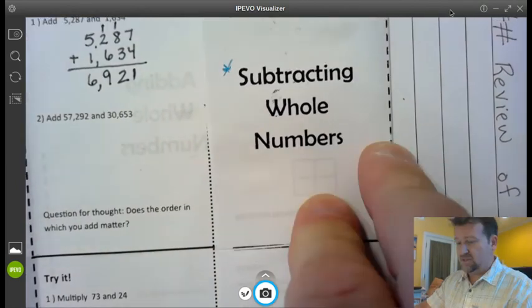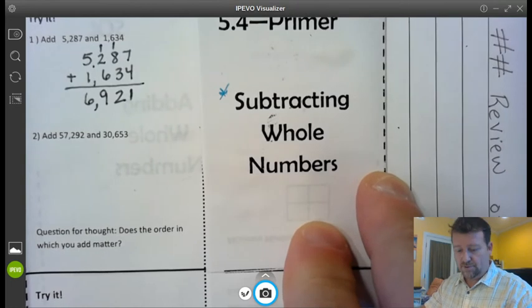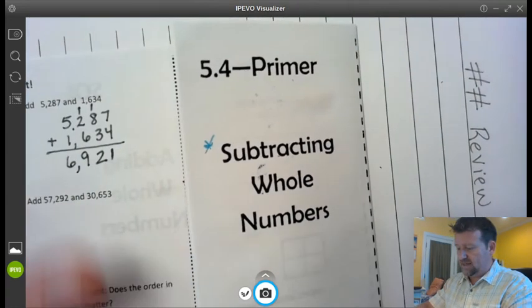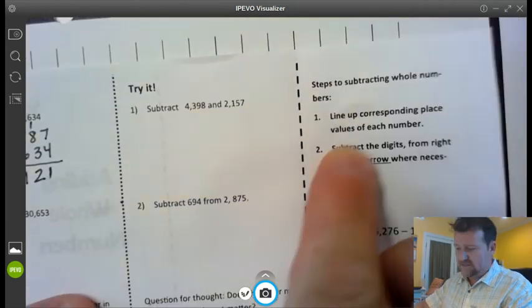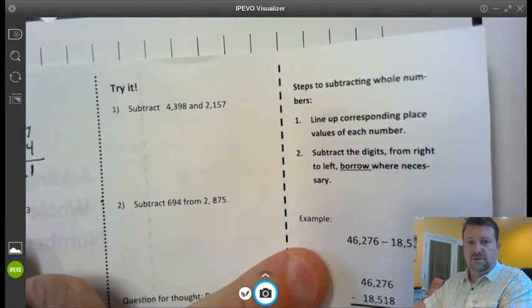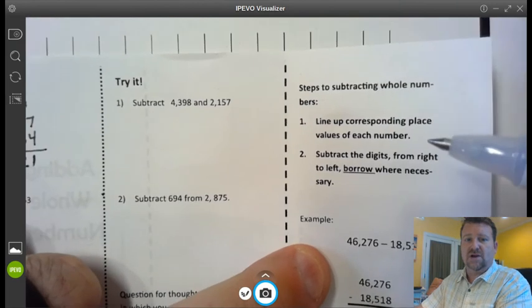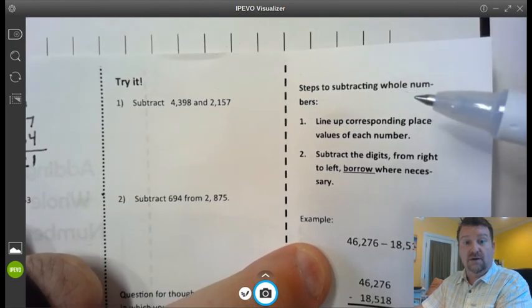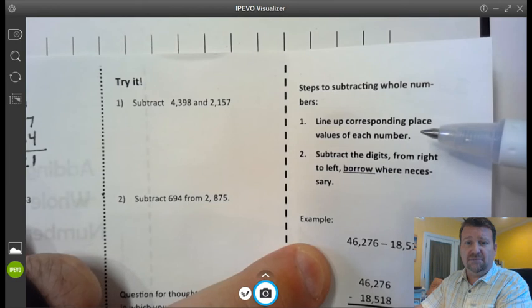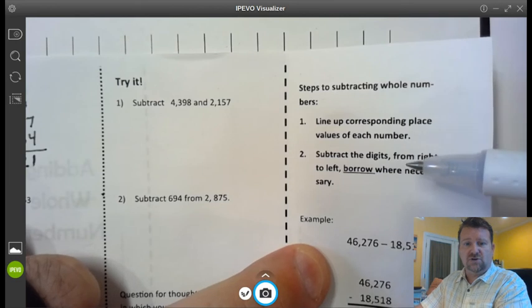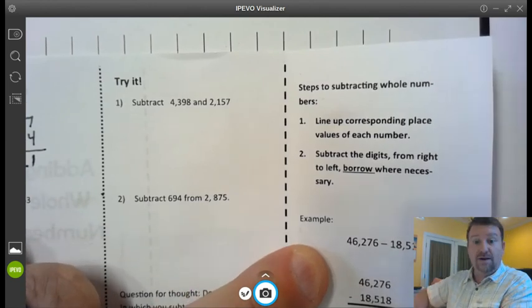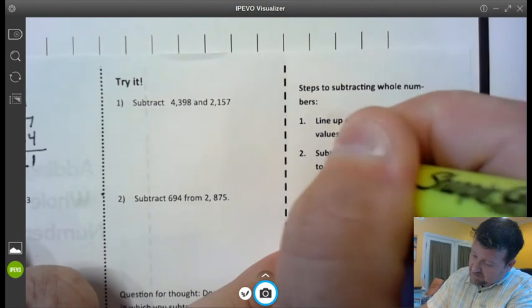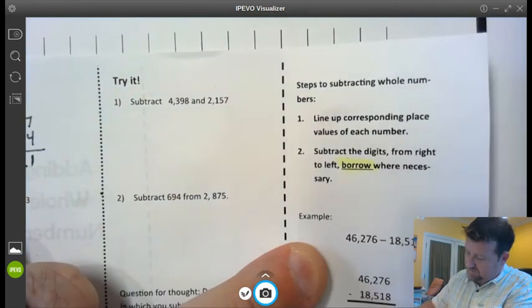I just want to go back for a moment to subtract whole numbers, and then we'll go to multiplication. So what we were doing earlier, we were subtracting, and I'm going to open up our tab and read to you all the whole number rules for subtracting. For subtracting whole numbers, you're going to line up the corresponding place values of each number and subtract the digits from right to left. And instead of carrying, we may borrow when necessary. So keep in mind we do need to borrow from time to time.